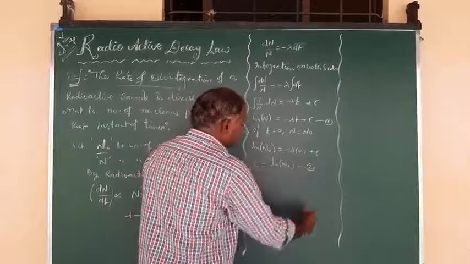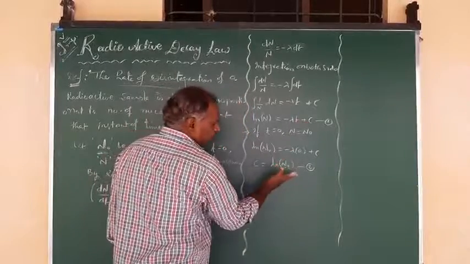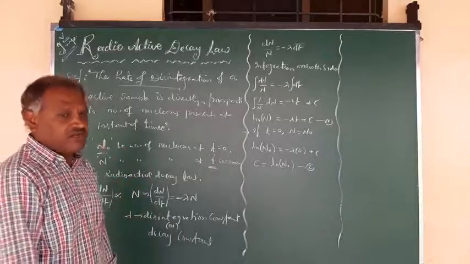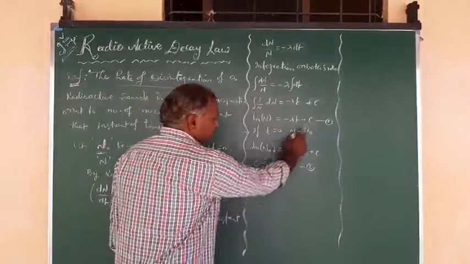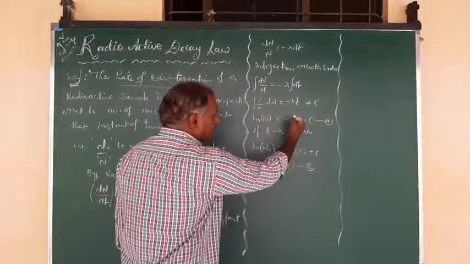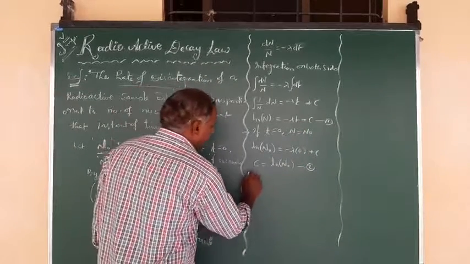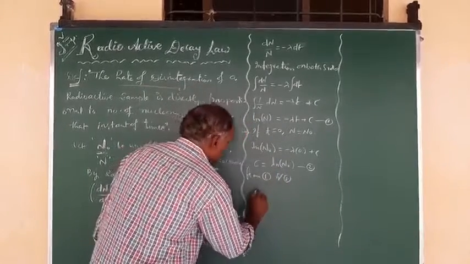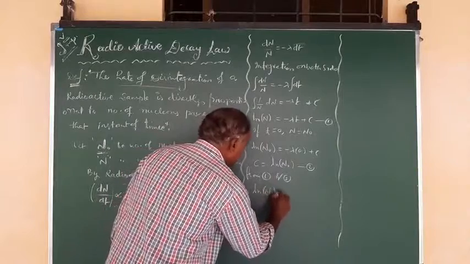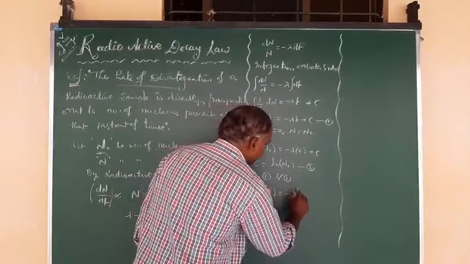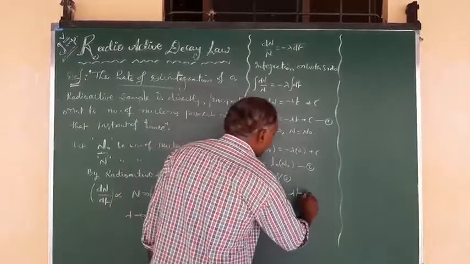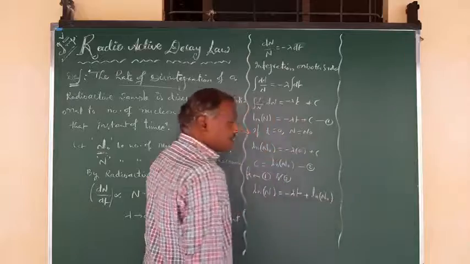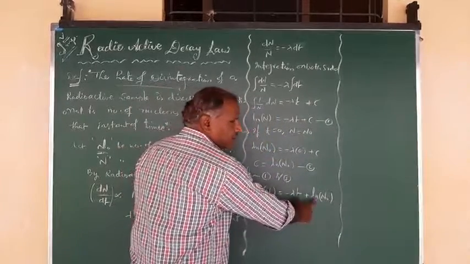Make it the second equation. In place of this integration constant c, you put this value ln of N naught, that is logarithm with exponential base. By combining 1 and 2, we can write ln N is equal to minus lambda t plus c, and c is ln of N naught, right?